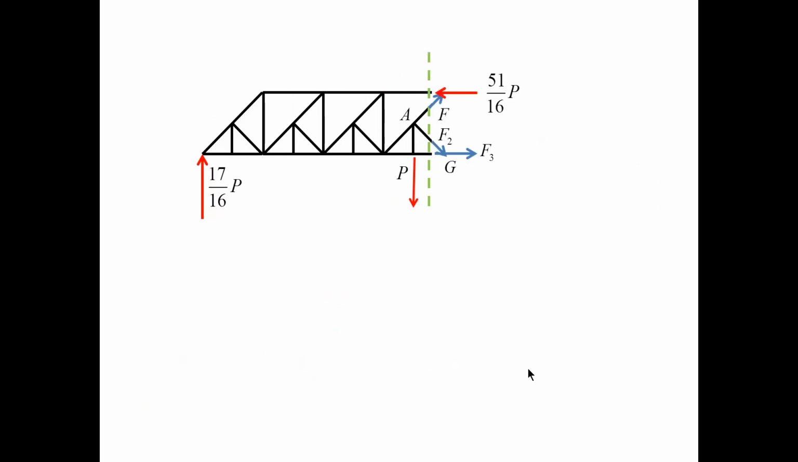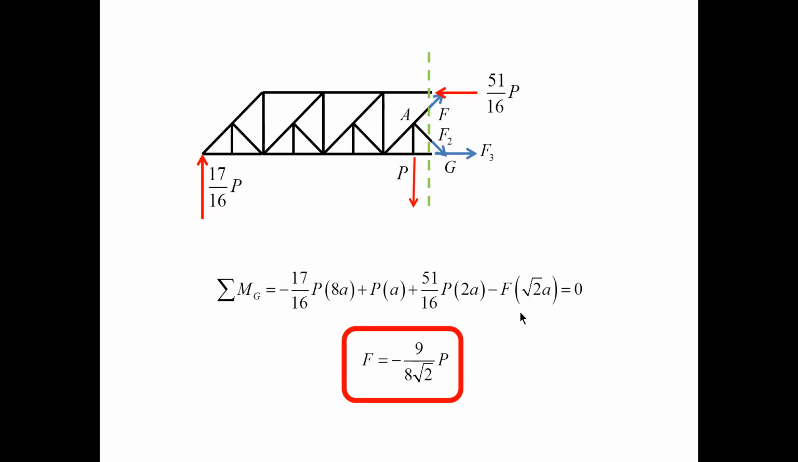Now, since F1 is known, I can get back to the original free body diagram and determine the force F. The easiest equation to write is the sum of the moments about G, because it disengages the forces F2 and F3 and allows us to write one equation for one unknown. And that's the equation. And the answer is that F is equal to minus 9/8 square root of 2.